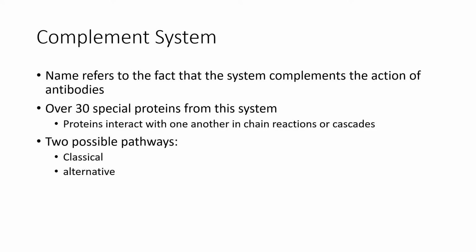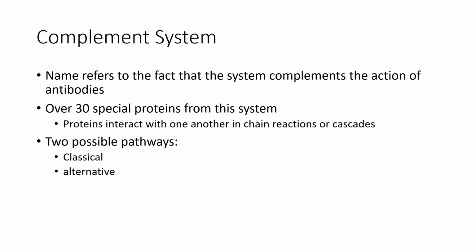Next up, we have the complement system, where the name refers to the fact that the system complements the action of the antibodies. And you have over 30 special proteins from the system working for you. These proteins are going to interact with one another in chain reactions or cascades. If you remember talking about hormone cascades, these are very similar. One protein is going to interact with another, and that might interact with another one, and so on and so forth until whatever it needs to get done gets done.